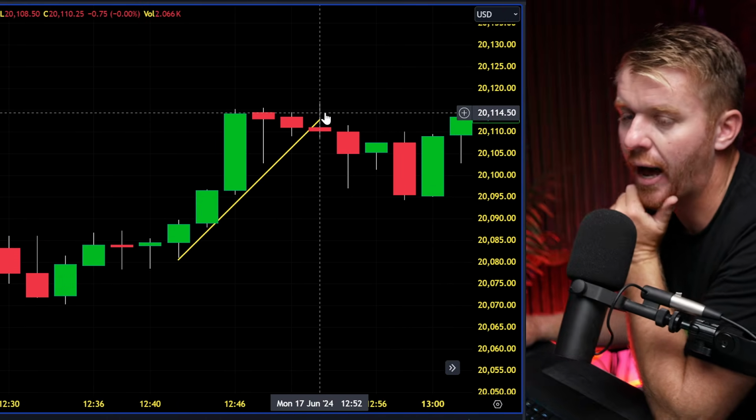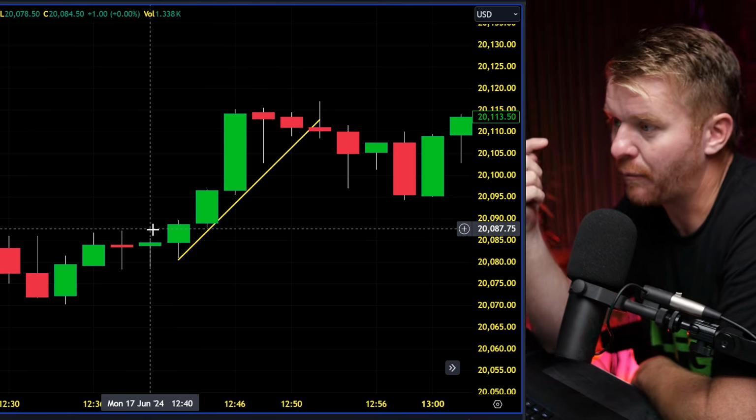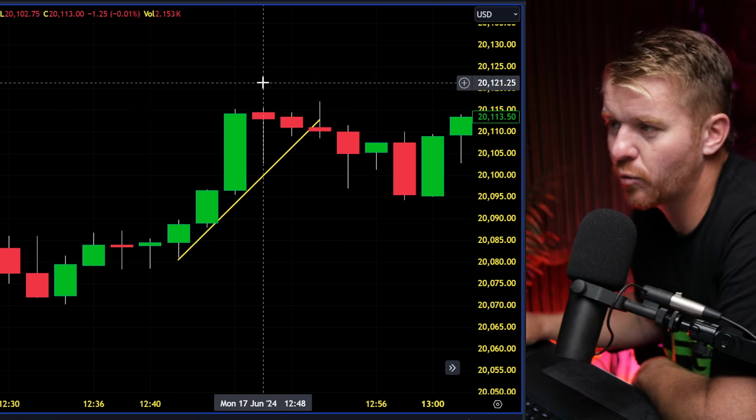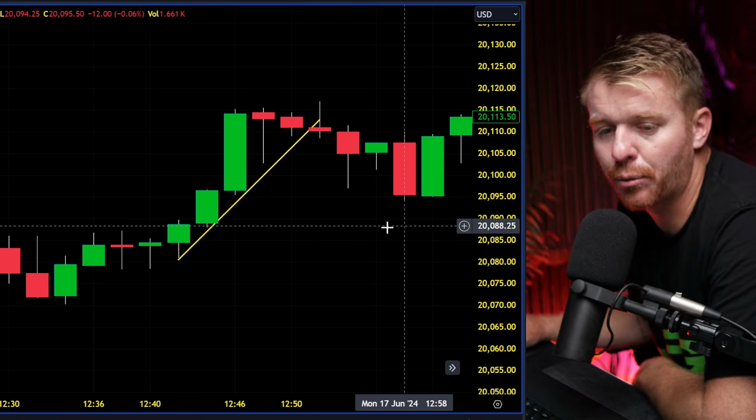So a couple of things didn't happen for this breakout. This candle didn't make a new high right here. We also didn't really pull back and retest previous resistance. And then we also really just don't have a clean pullback.